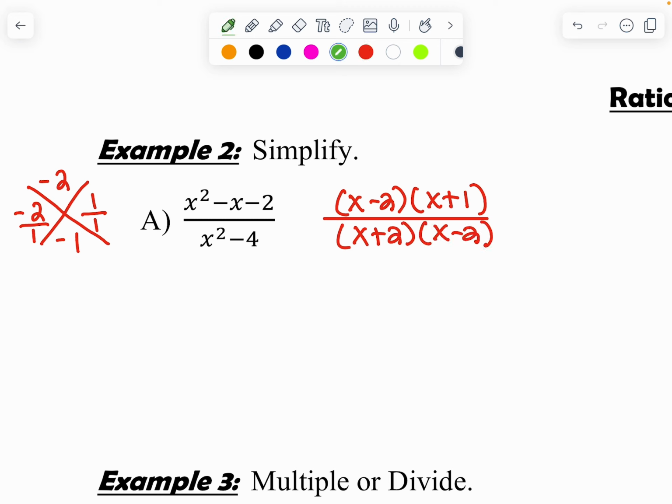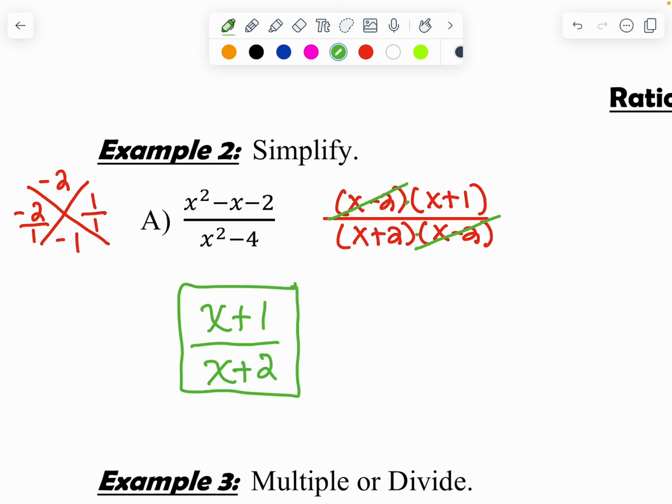And now we can simplify any common factors. I see I have a factor of x minus 2 and a factor of x minus 2. Remember, there's multiplication right here, so those are factors. Now my final answer, x plus 1 over x plus 2. Okay, no, the x's do not cancel out. They are not factors. There's addition separating these two, so this is a factor of x plus 1, and this is a factor of x plus 2.